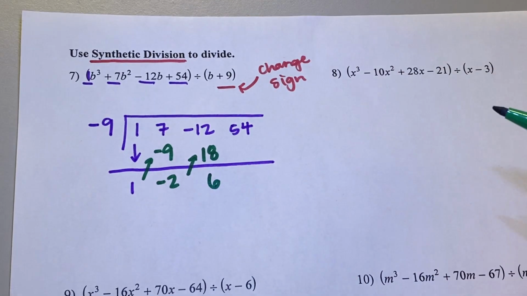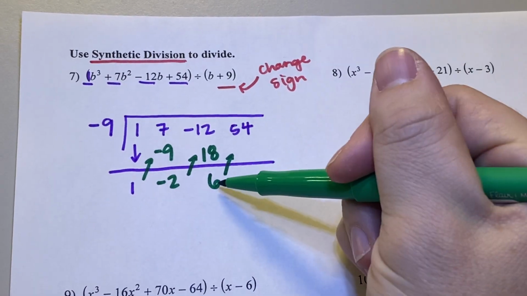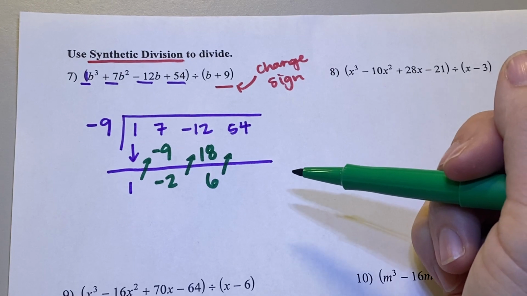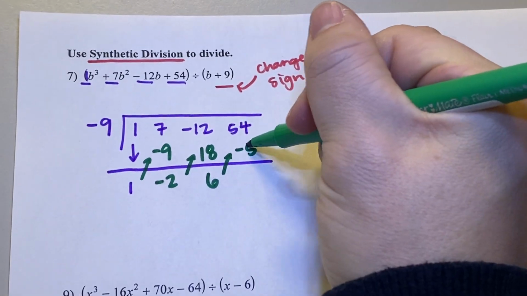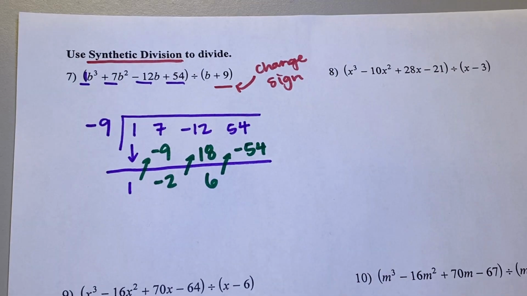Positive 6. Okay, now we're on the outside, so we multiply again. Eli, what's 6 times negative 9? It's going to be negative 54. Wait, wait, you see where this is going. Wait a second. Then what's 54 minus 54?